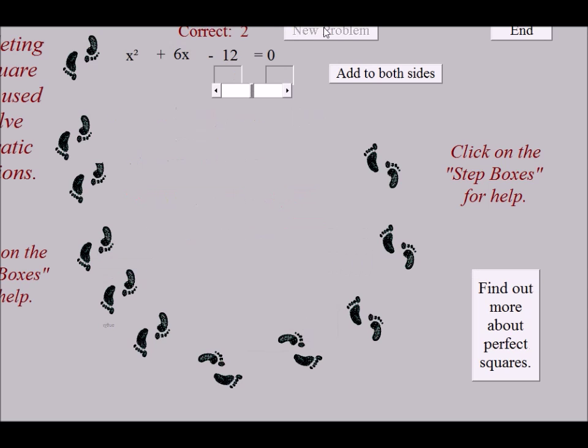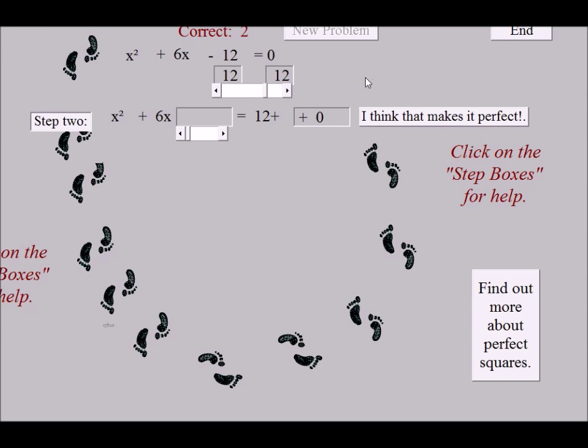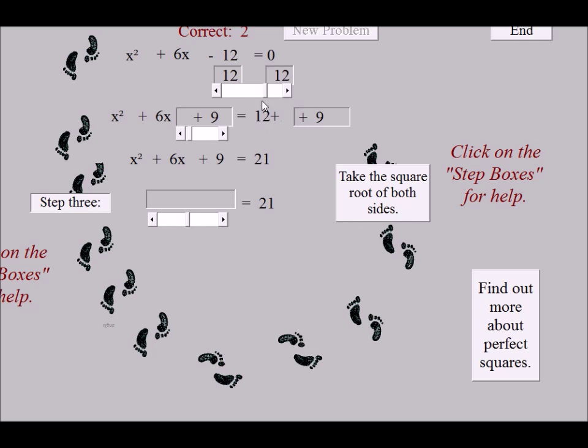Let's do another problem. We need to get rid of the 12. We're practicing completing the square, so we'll add that to both sides. What do these need to be perfect? Get automatic here. Half of 6 is 3, squared is 9. It needs a 9 to be perfect. We'll add that to both sides. I'll add the 12 and the 9 for you to get the 21.